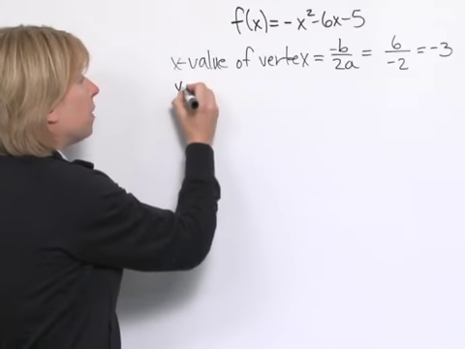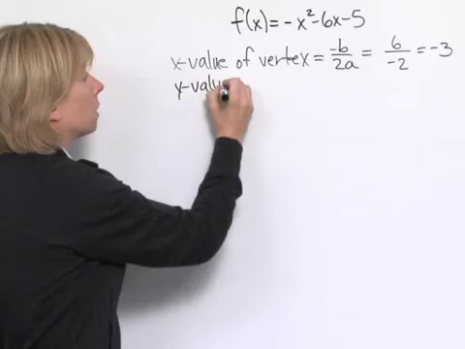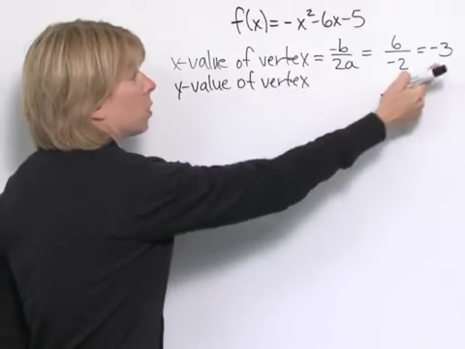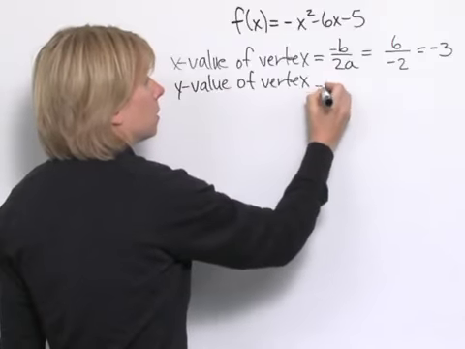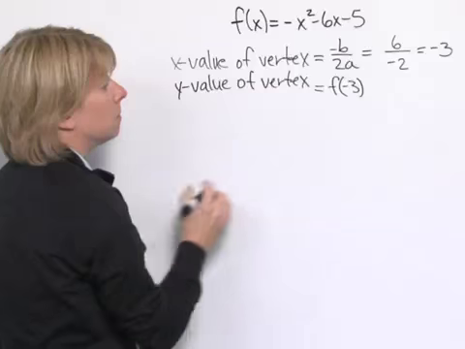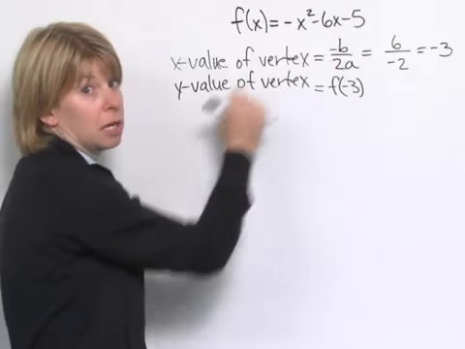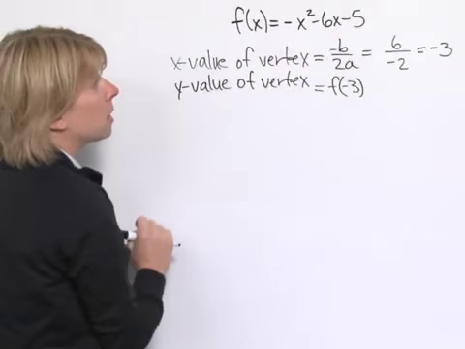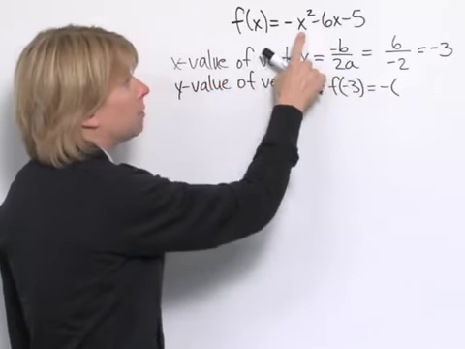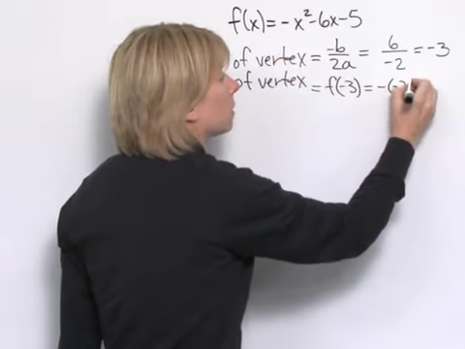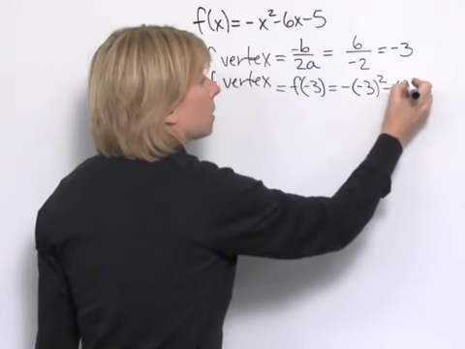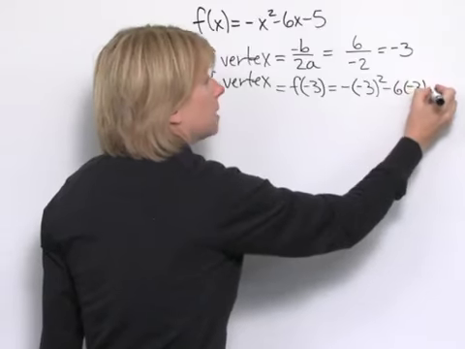To find the y value of the vertex, we need to evaluate the function for this x value. In other words, find f of negative 3. So that means take negative 3, put it in for each x in the function. So our first term, negative 3 squared, minus 6 times negative 3, minus 5.